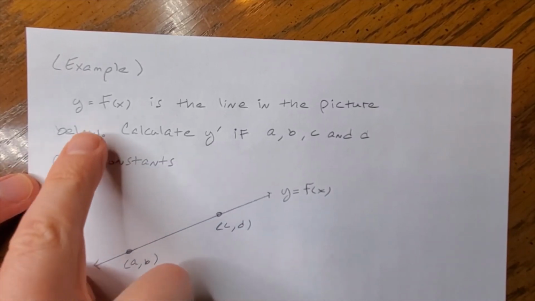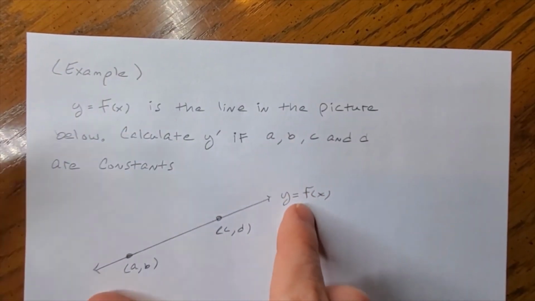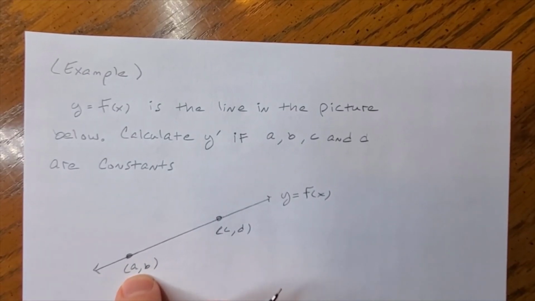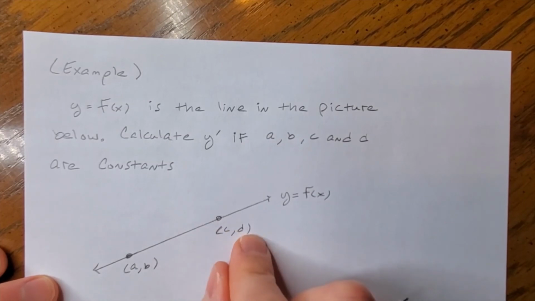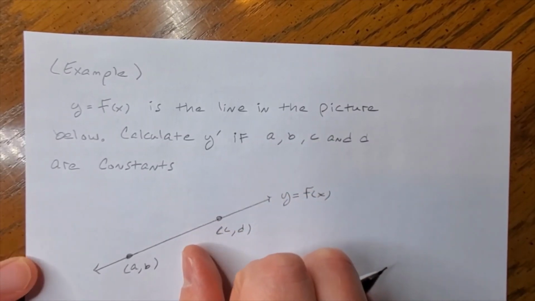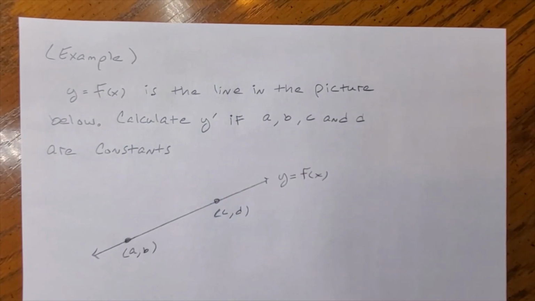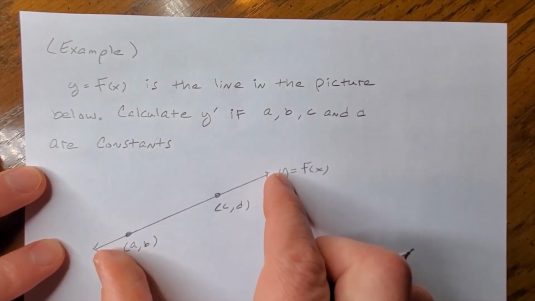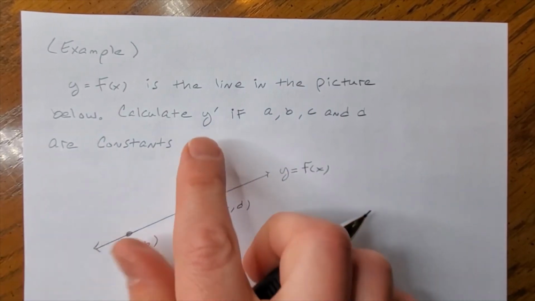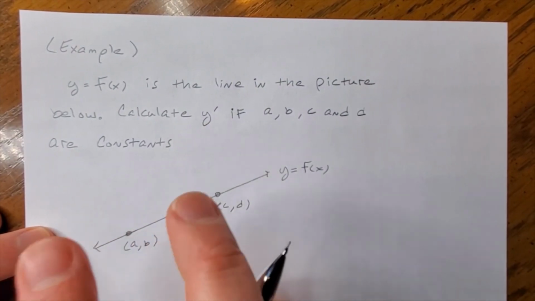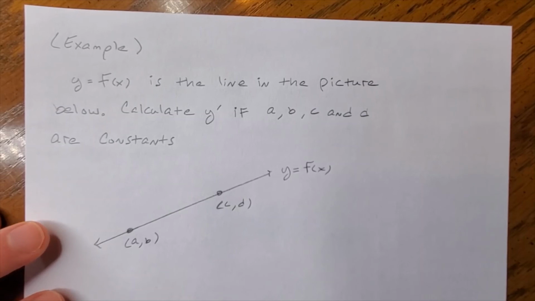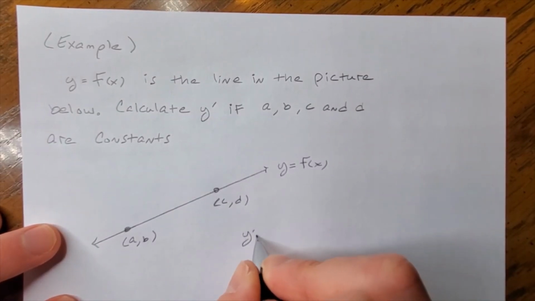Anyway, y equals f of x is this line that's in the picture. And this point, A for x, B for y, I don't know what that is, but I know A and B are constants, and C and D, same thing, are constants. What is y prime? Well, this might be more intimidating than the question I just showed you, but it's not any different. Whether I know these numbers or not, they are involved in finding the slope of this line, and therefore they're all you need to find y prime. It might be frustrating that you don't know what those numbers are, but it doesn't really matter. This is how it goes.